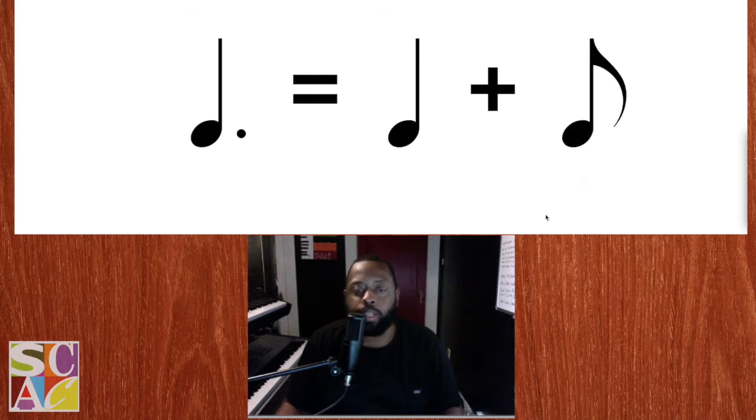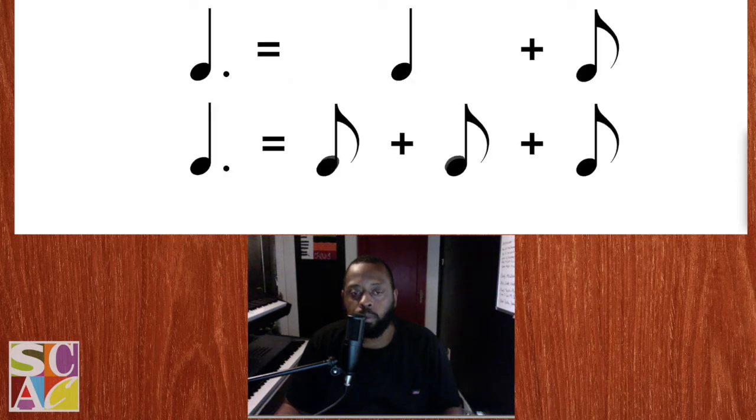And this is what it essentially looks like in a mathematical equation. Quarter note plus eighth note equals a dotted quarter note. Now, here's how we get that.